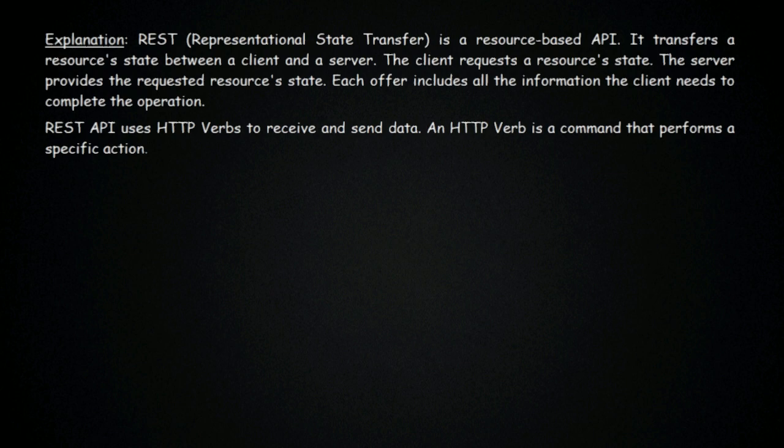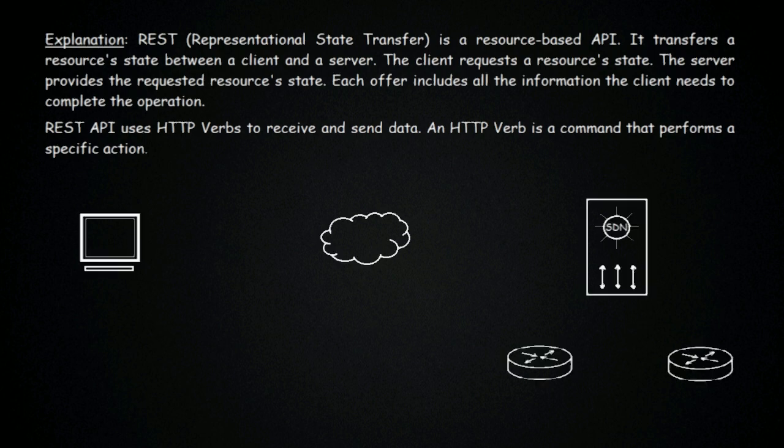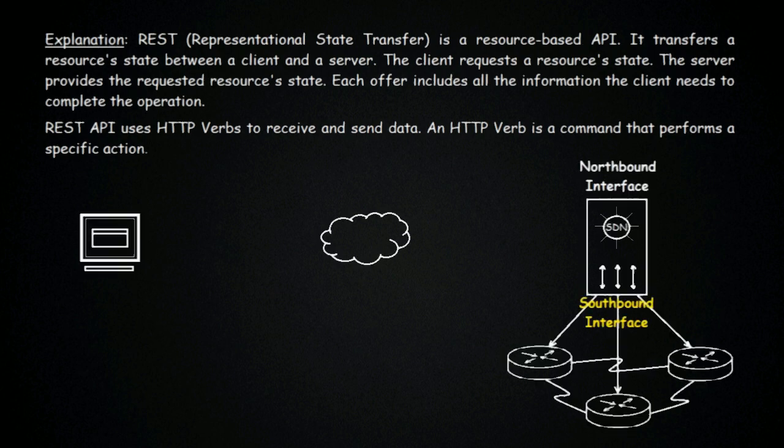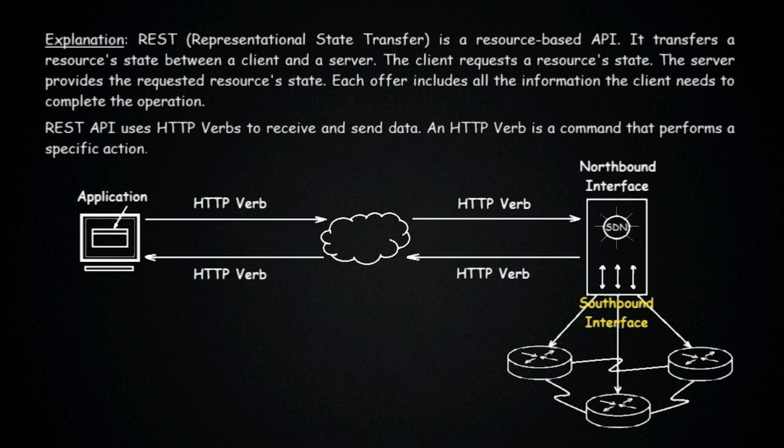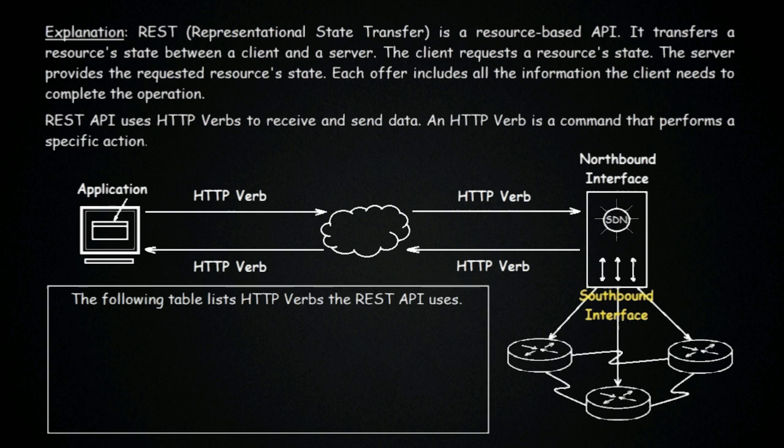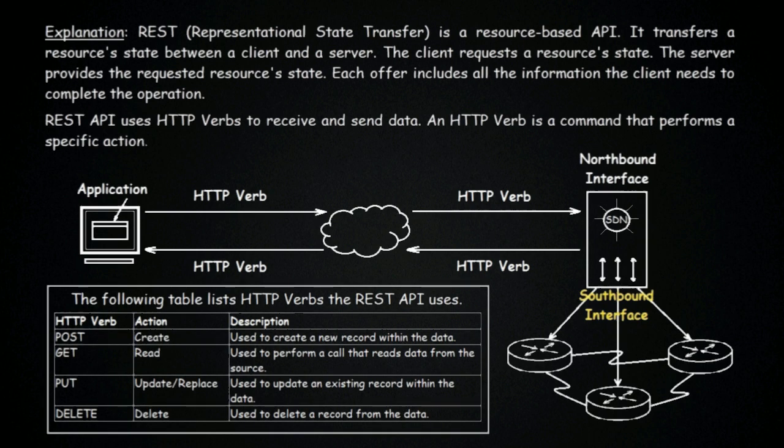REST, Representational State Transfer, is a resource-based API. It transfers a resource's state between a client and a server. The client requests a resource's state. The server provides the requested resource's state. Each request includes all the information the server needs to complete the operation. REST API uses HTTP verbs to receive and send data. An HTTP verb is a command that performs a specific action. The following table lists HTTP verbs the REST API uses.